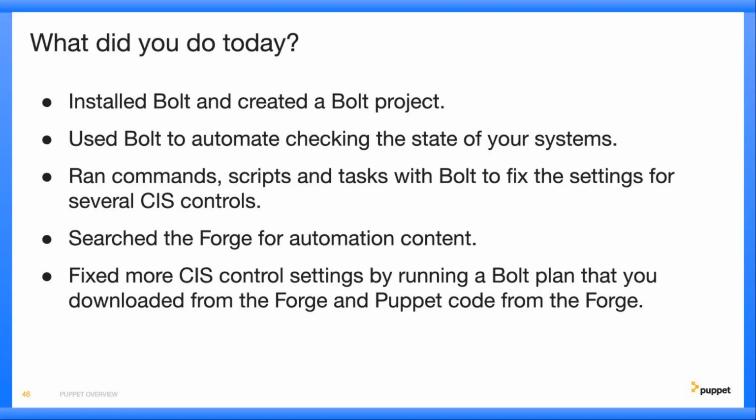Right. So what we have done so far today, we have installed Bolt, we have created Bolt projects from GitHub. We have used Bolt to automate checking the compliance state of your systems. We've run command lines like your bash shell commands, as well as PowerShell. We've run bash scripts, and then we've run Puppet Bolt tasks with Bolt to fix the settings for a couple of CIS controls. And we have also searched the Forge for content such as the CIS secure Linux as well as the hardened Windows content. And we fixed more CIS control settings by running a Bolt plan that we downloaded from the Forge, and Puppet code from the Forge.